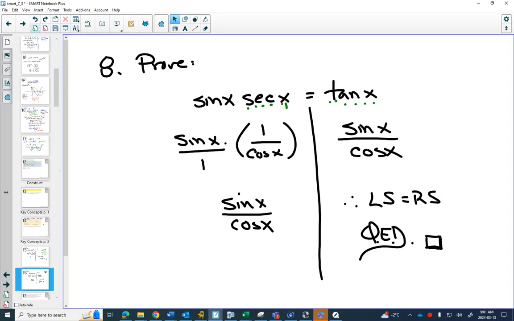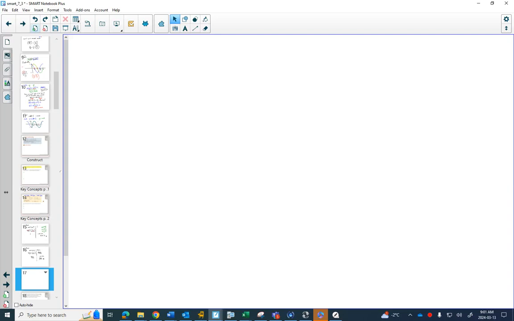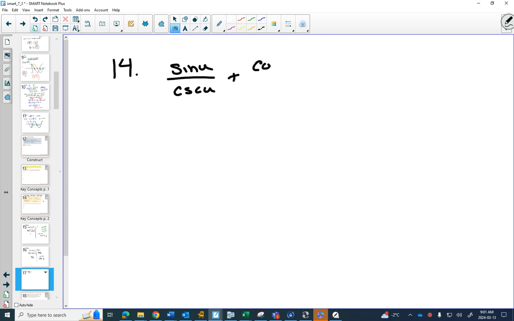Next, we're going to do number 14. And you're going to see where your fraction work really starts to come into play. Sine u over cosecant u plus cos u over secant u equals 1. So here I have a cosecant and here I have a secant.